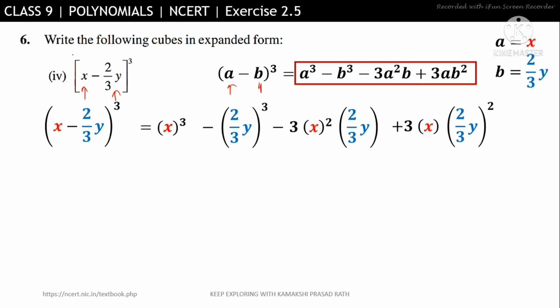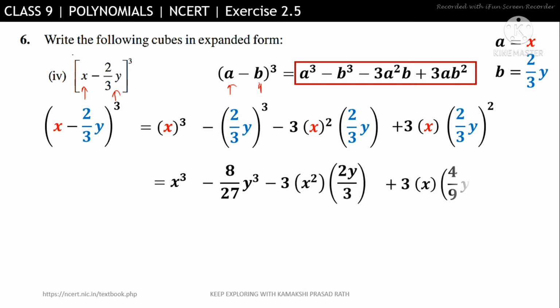Next, solving the power: x cube, then 2 by 3 y whole cube. When whole cube is there, the cube function is for all the things inside the bracket. Hence we get 8 by 27 y cube, then minus 3x squared into 2y by 3 and 3x into 4 by 9 y squared. Again you see, we have used the square function for everything inside the bracket. So 2 squared is 4, 3 squared is 9 and y squared is y squared.